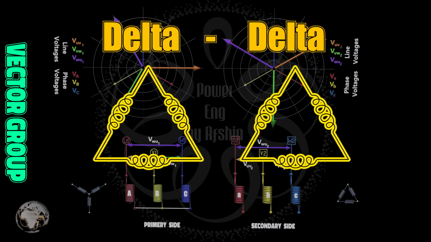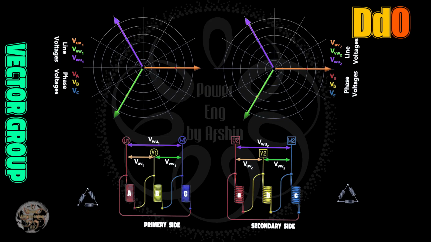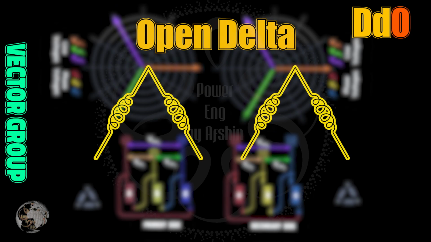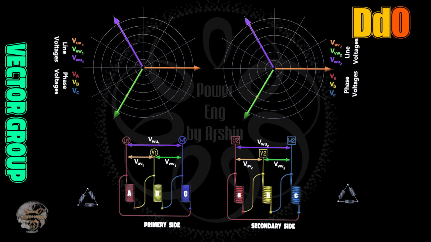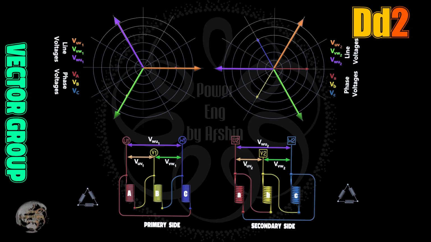Next, the delta-delta connection. This setup suppresses third harmonics and handles unbalanced loads perfectly. If one single-phase unit in a bank fails, it can continue in open delta at 58% capacity. Being a DD0 group, it has no phase displacement, making it easy to parallel. It is commonly used in low-voltage industrial systems that do not need a neutral.